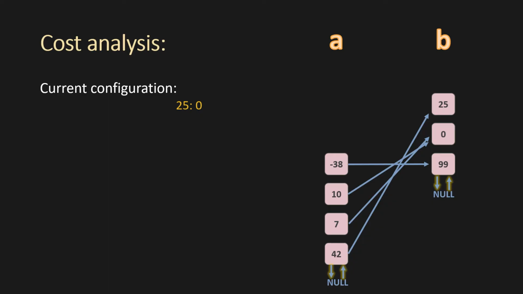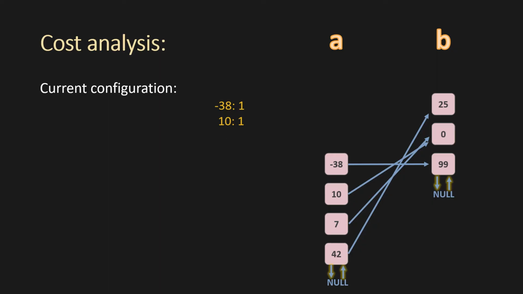Now, the push cost for minus 38 is 1. Why? Because its target node is 99 and it only takes one operation to bring 99 to the top of the stack, which is reverse rotate B. The push cost for 10 is only 1 because we can simultaneously rotate A and B at the same time to bring 10 and 0 to the top of the stacks.